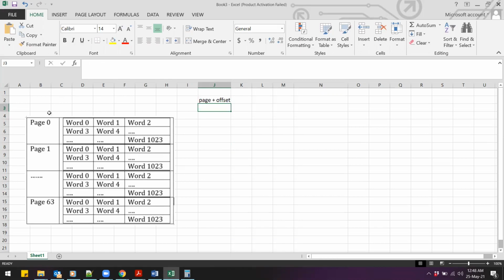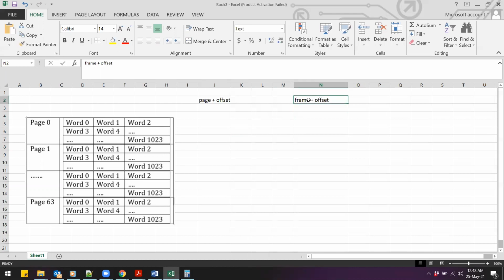Now every logical address is made up of two parts. The first one is the page number, and then the second part is the offset. And same for the physical addresses. The physical addresses are made up of the frame numbers and then the offset.